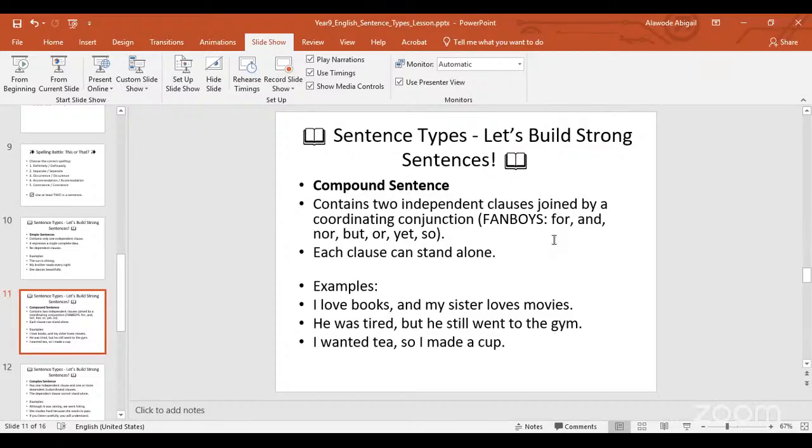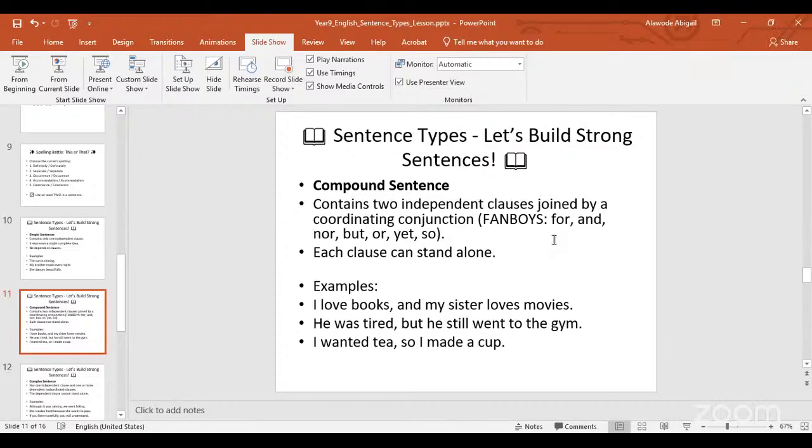Then we move to the second example. Can you read it out for me, the way we did the first one, both clauses? He was tired. He still went to the gym. Okay, so what's the coordinating conjunction we used? But. Good. So that makes it a compound sentence.